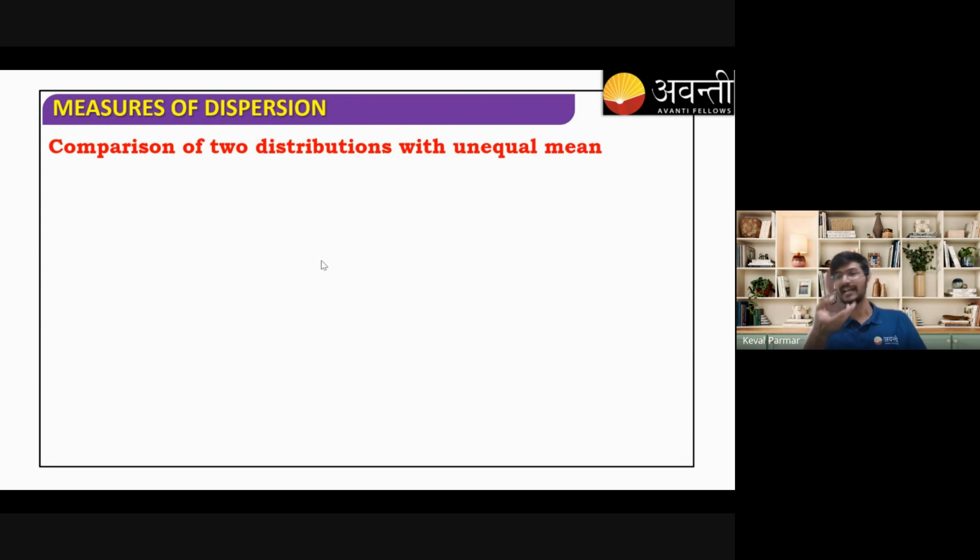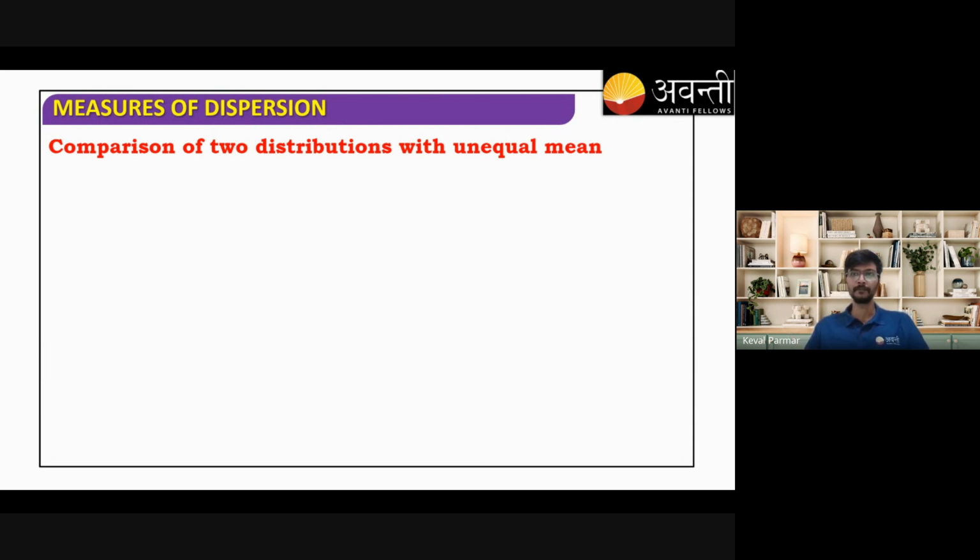Now, the last one with equal means was very simple, guys. If the mean is equal, we just have to compare the standard deviation or variance. But the main cases which we see in real life scenarios are when the means are unequal. Obviously, guys, equal mean is an ideal case. So we study with means unequal. If the means are unequal, then by just looking at standard deviation, we cannot say. We have to look at coefficient of variation.